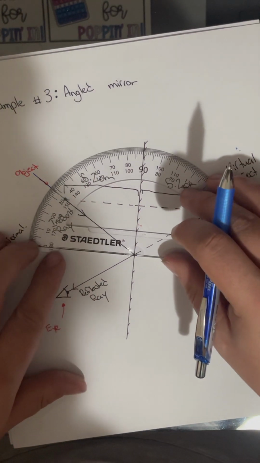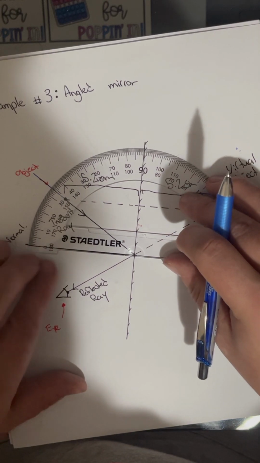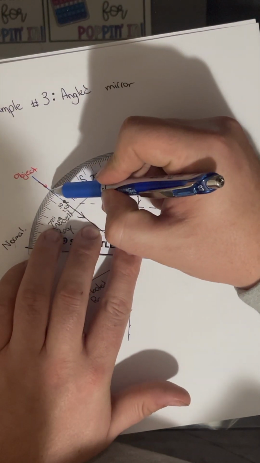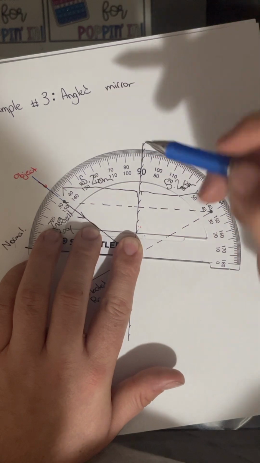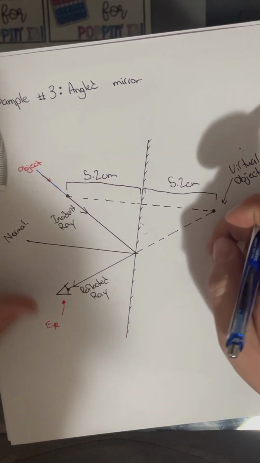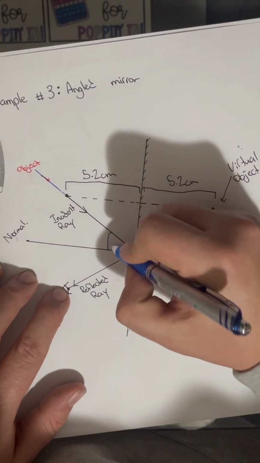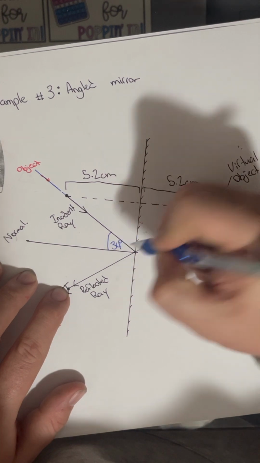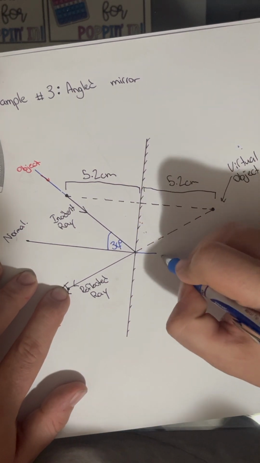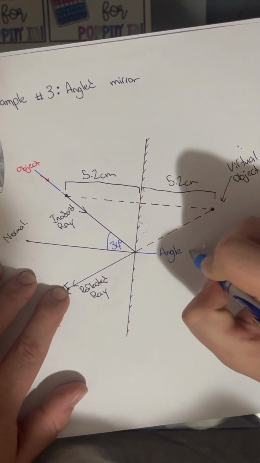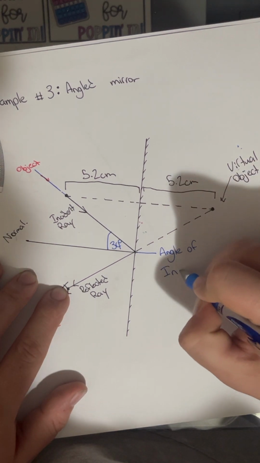Now when I put that back on, I can see that there is a clear point here where it's going to intersect the protractor, and it's going to be at about 34 degrees. So here, my angle of incidence is going to be 34 degrees. So that there is my angle of incidence.